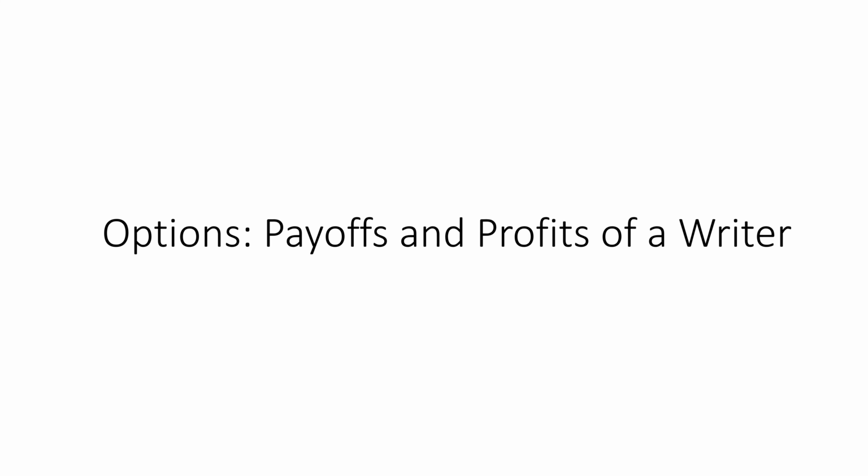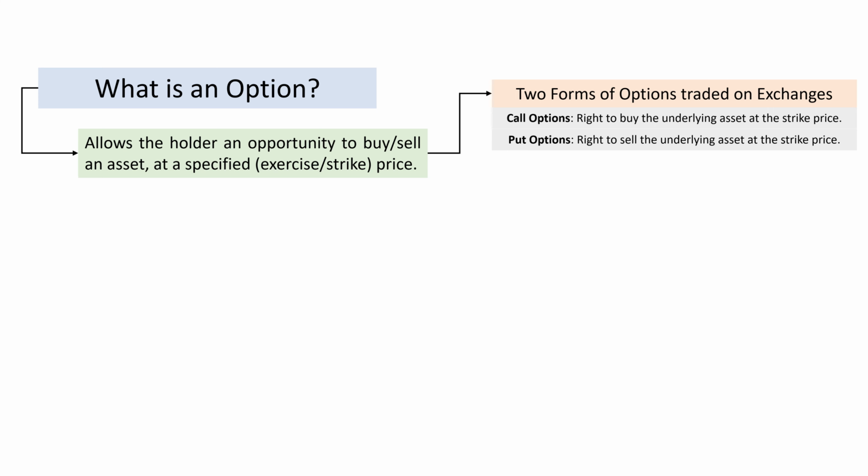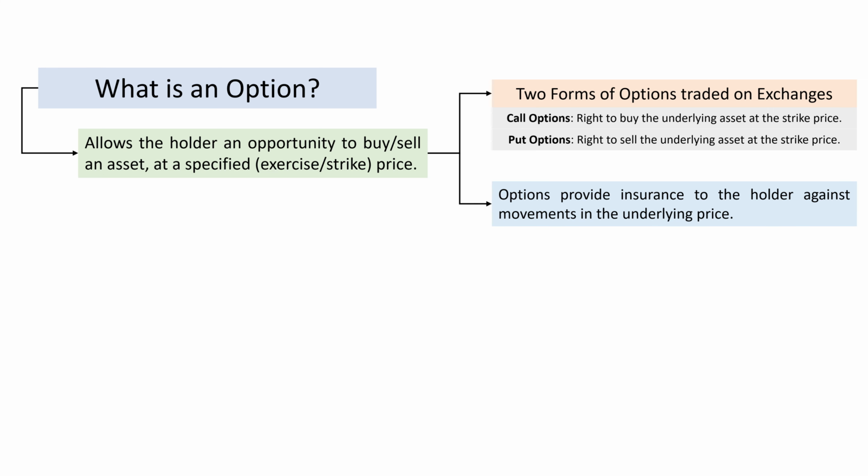Let's continue the topic of options by discussing the payoffs and profits of a writer. In the previous video, we learned what an option is. An option is a contract that allows the holder an opportunity to buy or sell an asset at a specified price. There are two forms of options traded on exchanges: call options that provide the right to buy the underlying asset at the strike price, and put options that provide the right to sell the underlying asset at the strike price. Options tend to provide insurance to the holder against movements in the underlying price. The option price is paid by the holder for receiving insurance.